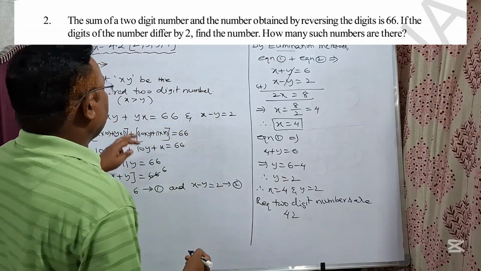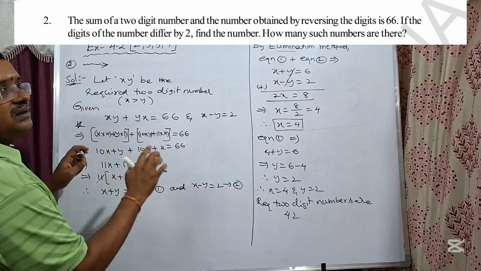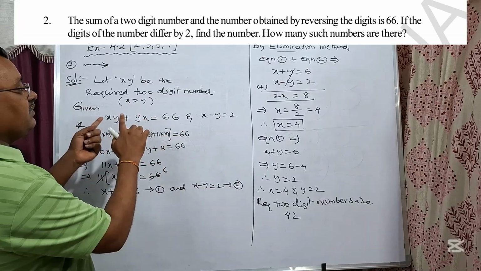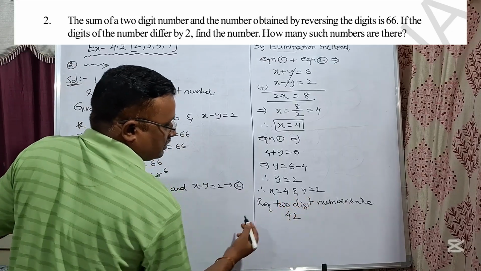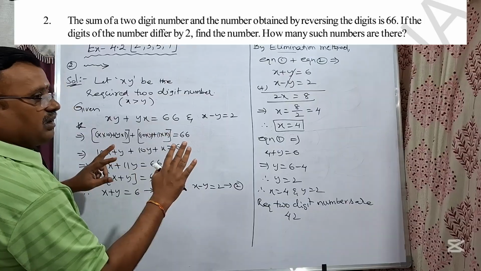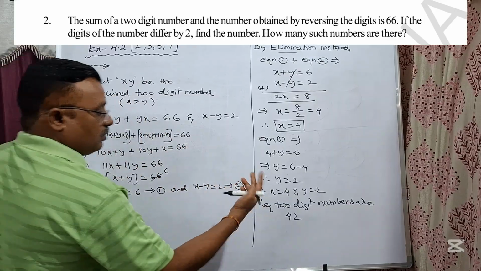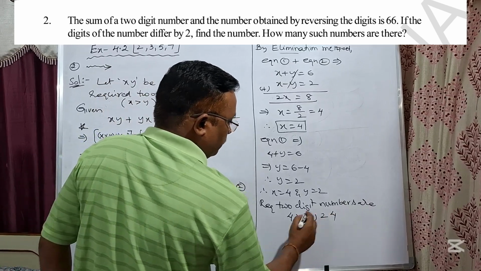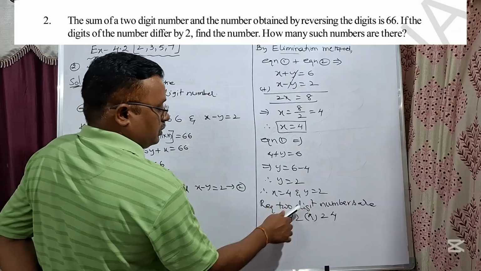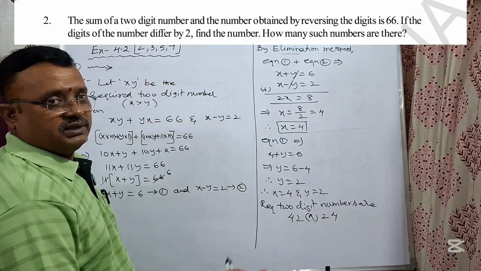They said here, for our convenience I have taken x is greater than y. That is not a compulsory condition. If x is greater than y, this is one of the chances, x value 4, y value 2. Or else maybe y is greater than x, then x becomes 2, y becomes 4. That's why the possibilities are 42 or 24. Two possibilities will be there.